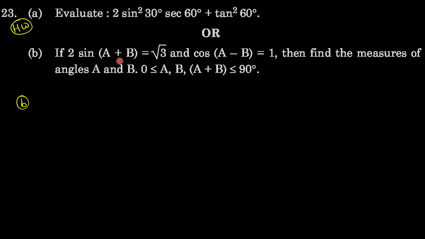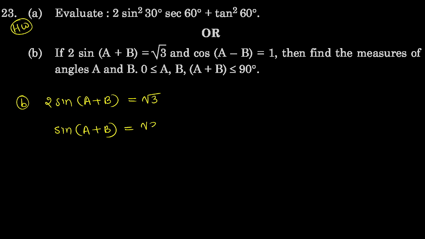Let's look at the second one. 2 into sin A plus B equal to root 3. A similar question is there in NCERT. This type of question is common in all the board exams. Every year I can see this type of question. A and B we have to find out. It is given that 2 into sin of A plus B is equal to root 3. This 2 can be taken to the right hand side. Sin A plus B is equal to root 3 by 2.